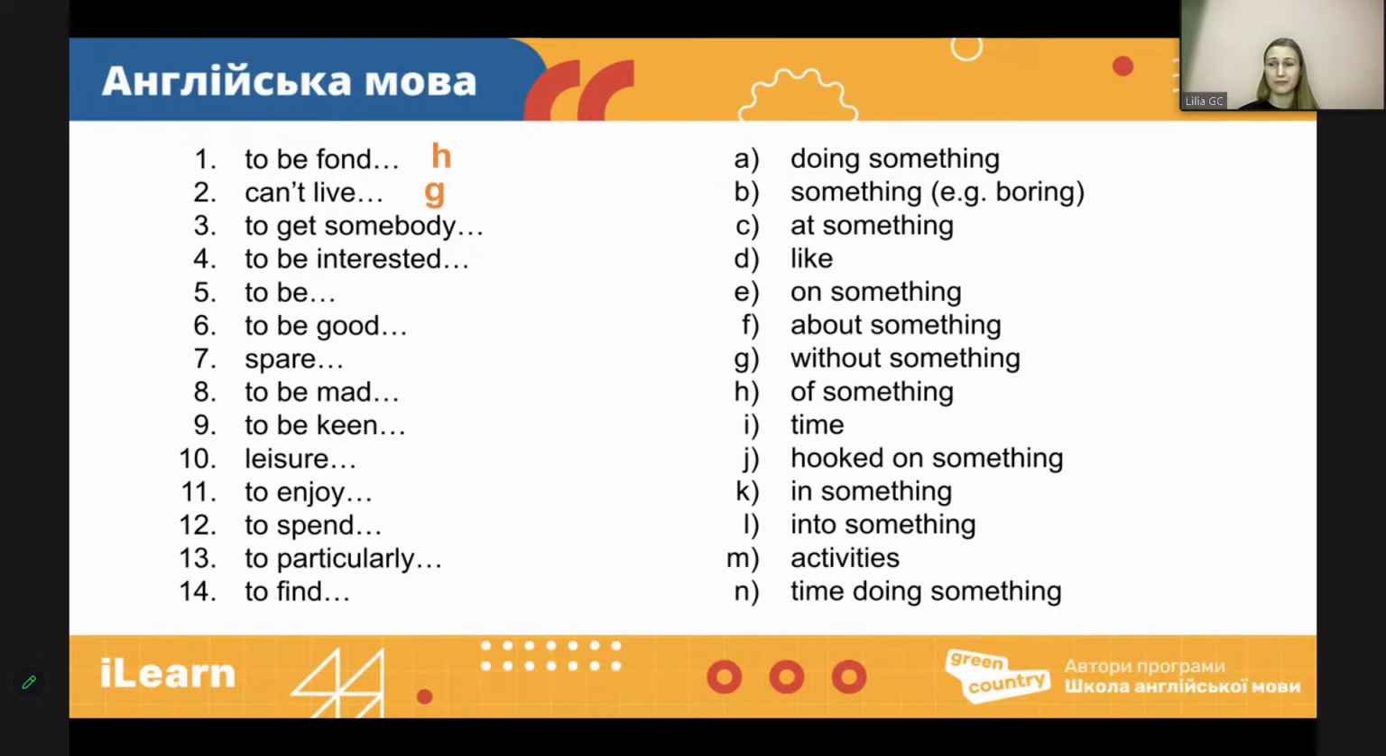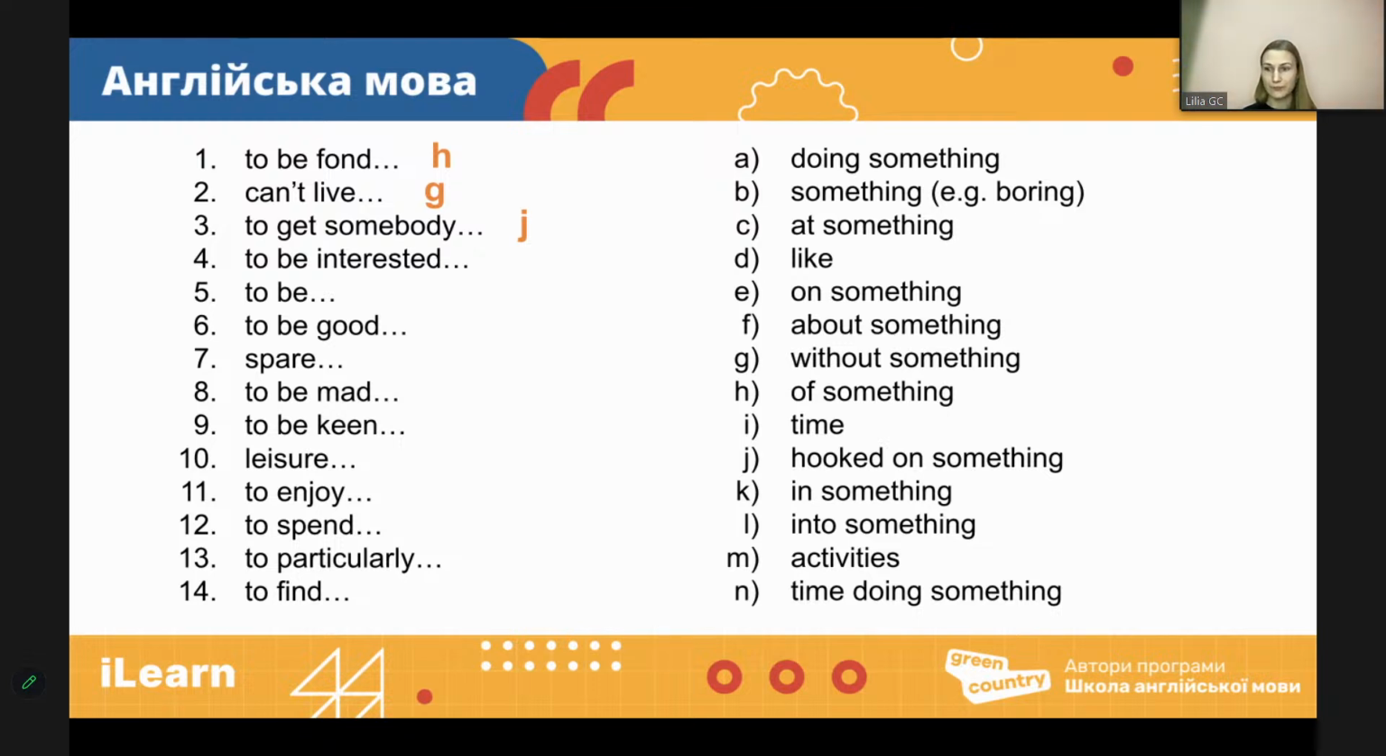Number 3. I'm fond of English. That's so nice to read. Nice comment, Michaela. Okay, so number 3. Okay, that should be J, actually. To get hooked on something. Like підсісти на щось. For example, I got hooked on that TV series. I cannot stop watching it. Я підсів на цей серіал. I got hooked on that series.